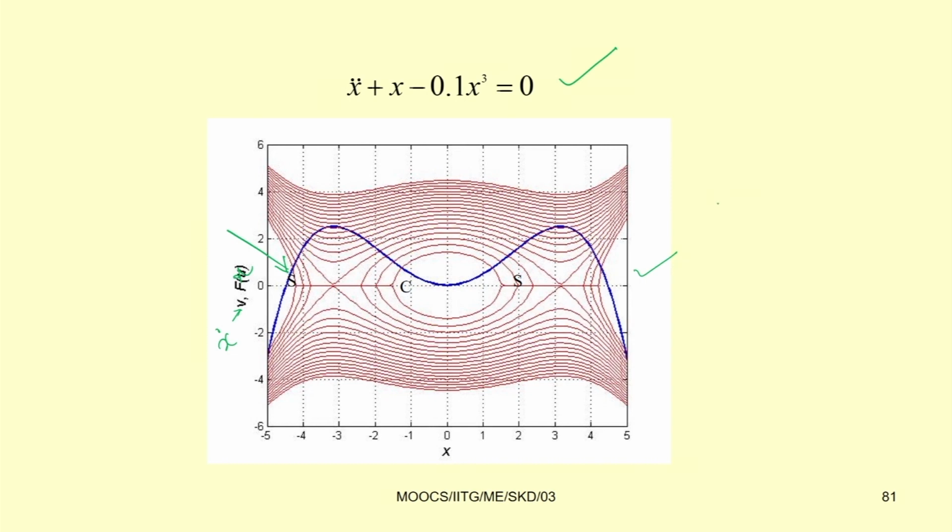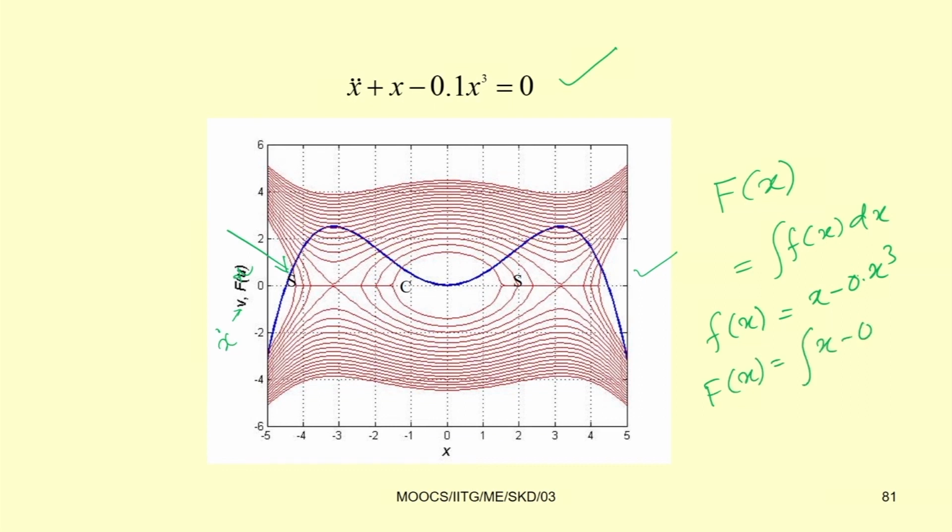So, first, what you have to do? First find F(x). F(x) is nothing but the integration of f(x) into dx. So, what is small f(x) here? The small f(x) equals x minus 0.1 x cube. So, capital F(x) will be the integration of (x minus 0.1 x cube) dx. You just integrate this thing, and by integrating you will get x square by 2 minus 0.1 x to the power 4 by 4. So, this is F(x). So, this versus x you can easily plot.